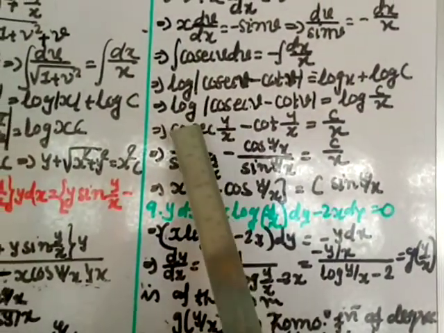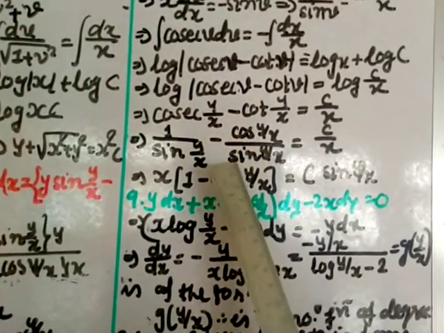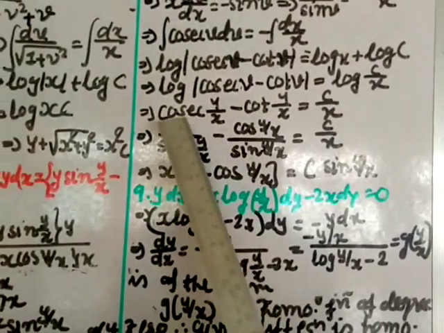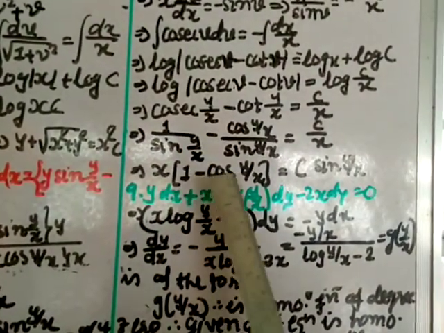Now here I am writing cosec as 1 by sin y by x, minus cot can be written as cos y by x divided by sin y by x. Cos by sin, here 1 by sin. Then sin y by x transfer over here. Here you get 1 minus cos y by x.